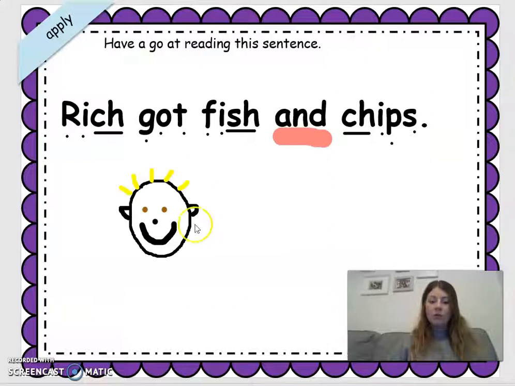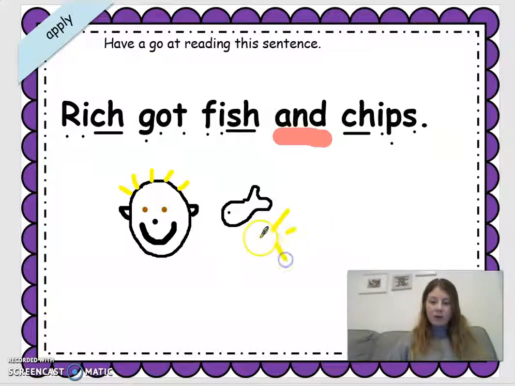Well, first of all, I'll need to draw my picture of Rich again. So there he is. And then maybe I could draw his fish and chips. So have a little go. Imagine that you're doing this part of the story. So I'm going to draw my little fish. Here we go. There's my little fish. And then I'm going to draw my little chips. There we are. Lots of little chips. And then what you might also like to do is colour it in so that it matches and looks super.